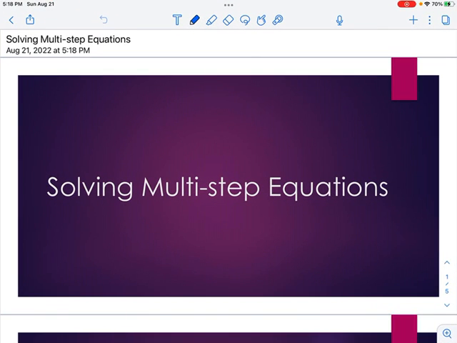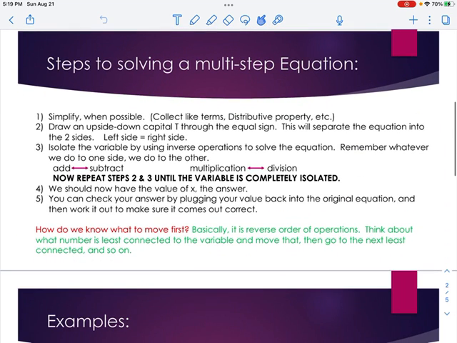All right, now we are going to work on solving multi-step equations. When we think about solving multi-step equations, it is very similar to what we've already done with two-step and one-step equations. The big difference is on this very first step where it says simplify when possible. A lot of these are now going to be able to be simplified, whether that be collecting like terms or the distributive property. There will be some extra step in these that cause them to be a multi-step equation.